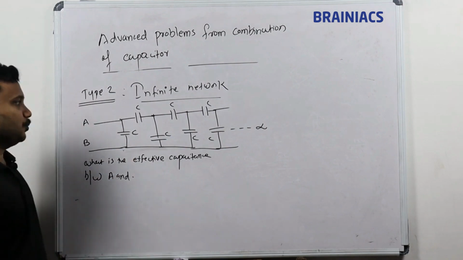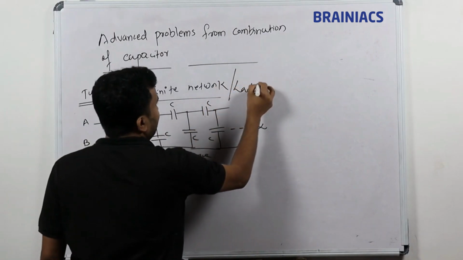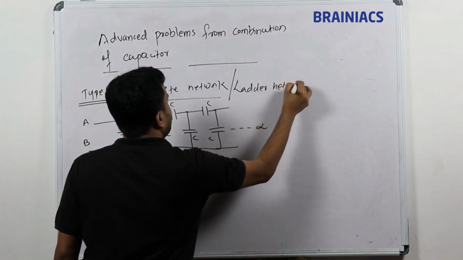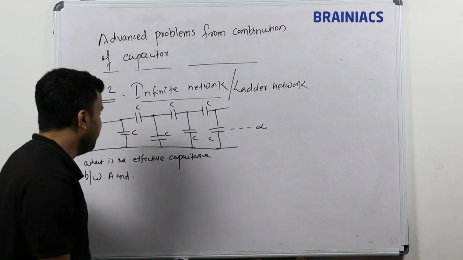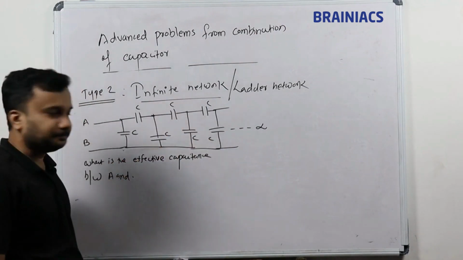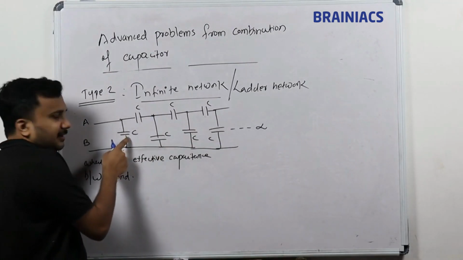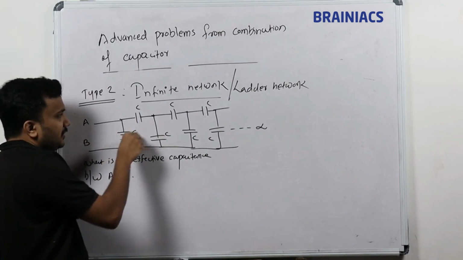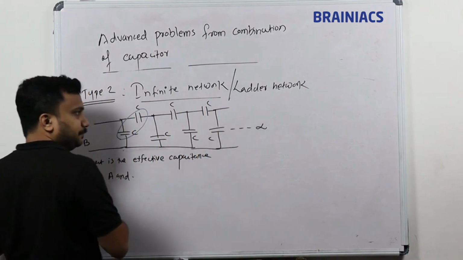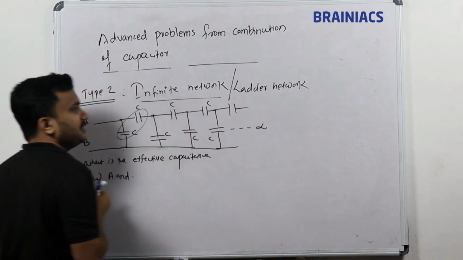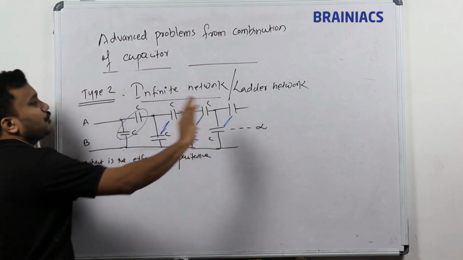The difference from the previous one is that this is an infinite network. Sometimes it's also called a ladder network. Don't get confused; some textbooks and reference books call it a ladder network or ladder structure, while here we will call it an infinite network. If you look, there is one parallel C, this C and this C, and this combination is repeating: first set, second set, third set. You have to draw one more line. This is repeating, the same as this one, and this one, and this one, going on continuously.